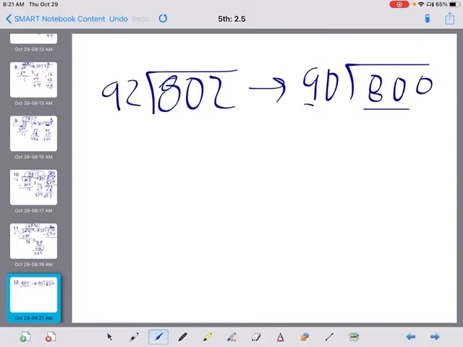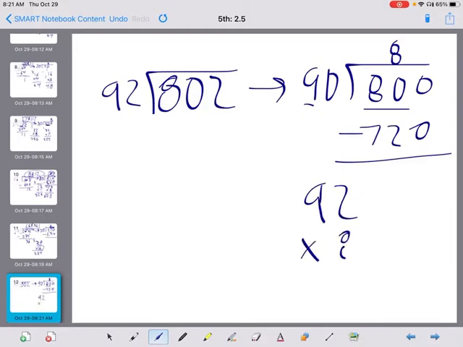9 goes into 80 how many times? Well, 9 goes into 81 9 times, so it must go into this 8 times. 8 times 9 is 72, or 720 in this case, actually. So let's try that. 92 times 8. 8 times 2 is 16. 9 times 8 is 72, plus 1 is 73. It looks like it might work out. Let's try. 8 goes up here.